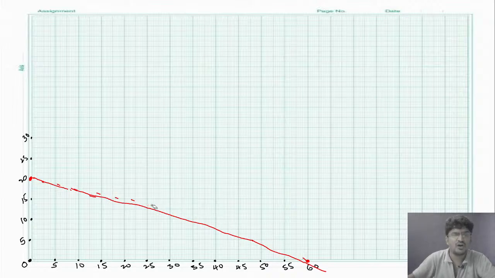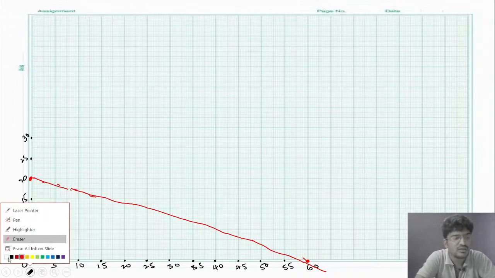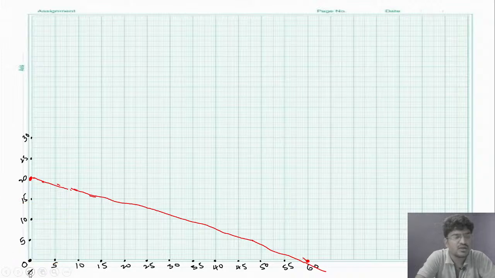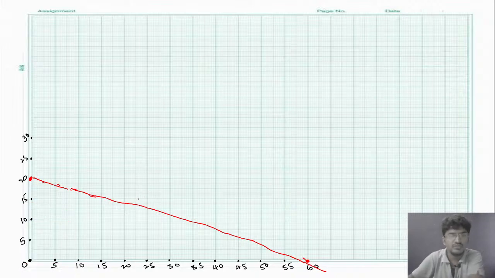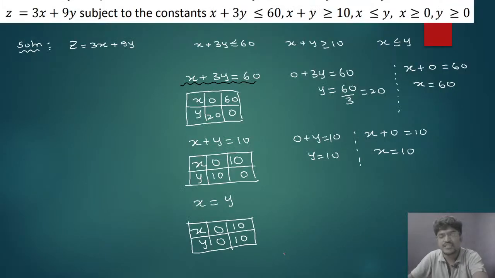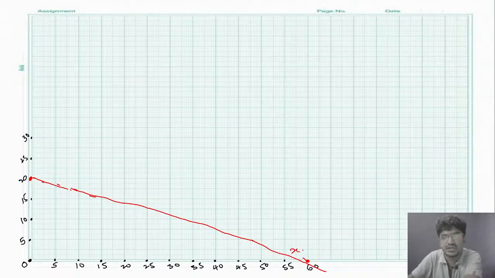And as you draw the line, write the equation of that particular line. What is the equation of the line? The equation of the line is x plus 3y equal to 60. Okay.